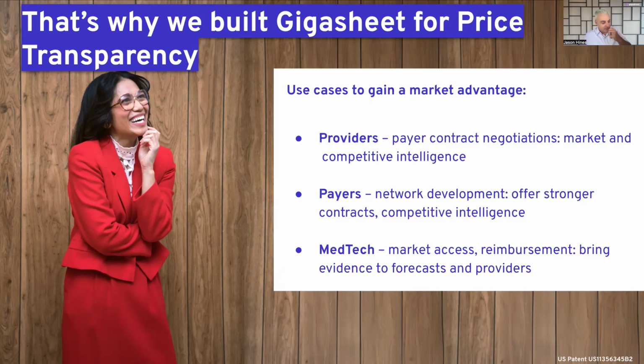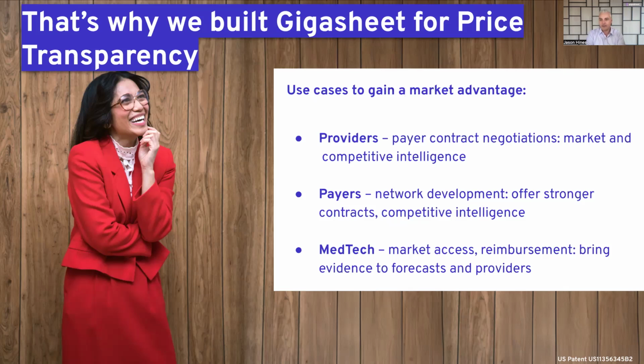So providers are using the data in a variety of ways. These are not all of the use cases, but just some that we'll talk about today. Providers are using price transparency data to assist in their contract negotiations and understand market intelligence. Are they being paid fairly in the market? What are their competitors being paid? That data is published and able to be gleaned from these files.